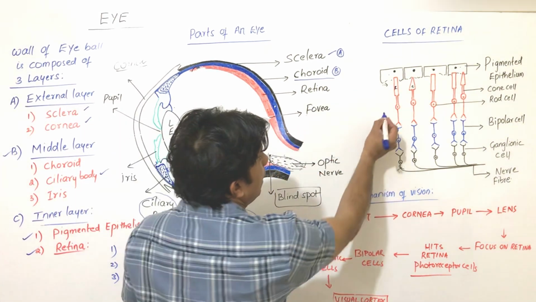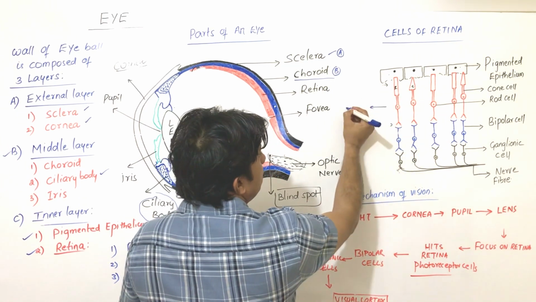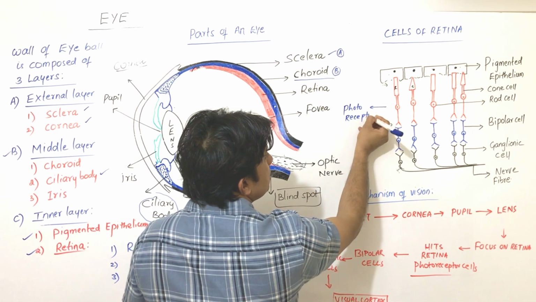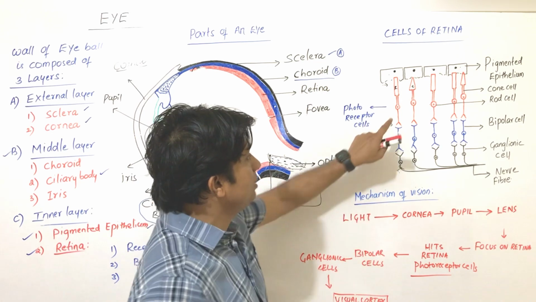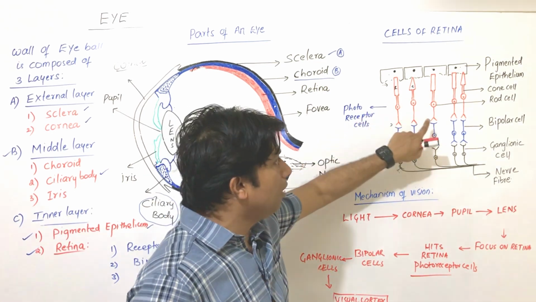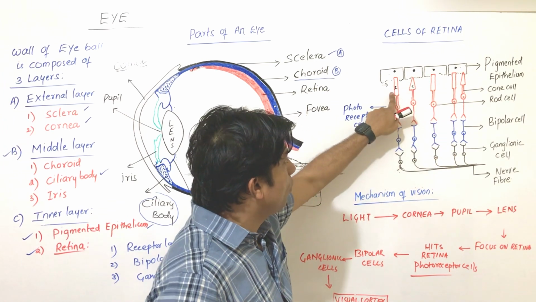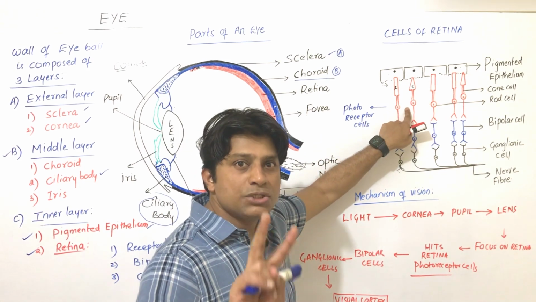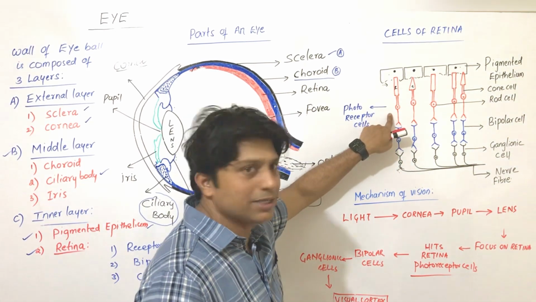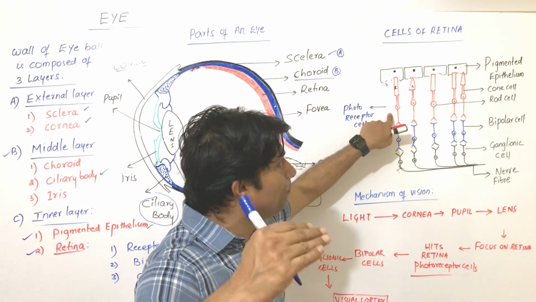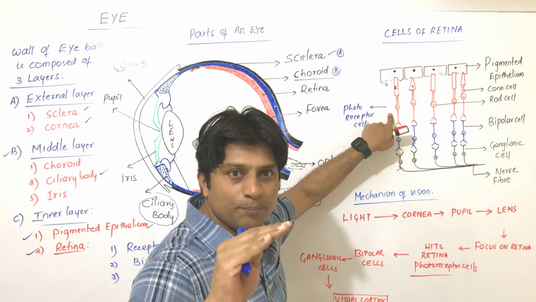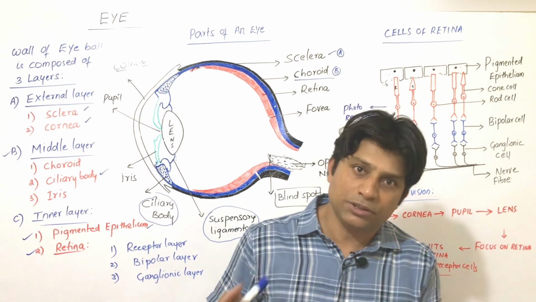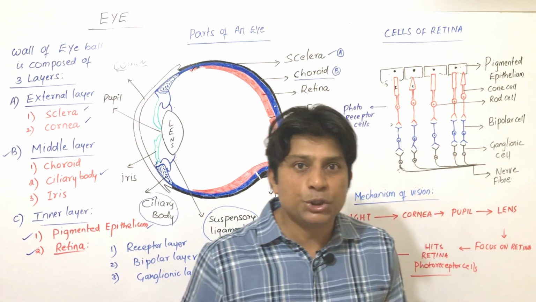Just observe this diagram. This part, all the red cells, is called photoreceptor cells. These photoreceptor cells are of two types. These are rods, which are rod shaped, and these are cones, which are cone shaped. Rods and cones are the two types of photoreceptor cells present just below the pigmented epithelium, which is a layer present in the retina. Now, rods are made of a protein called rhodopsin, which is called visual purple.